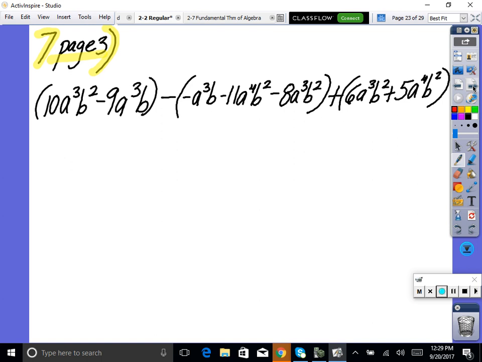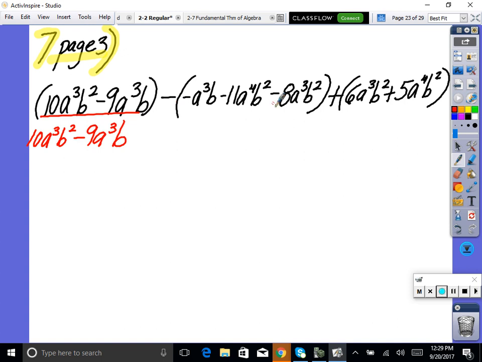Okay, so watch very carefully. We have all this stuff. Is there anything in front to make this changing? No, so I'm going to rewrite it. 10a cubed b squared minus 9a cubed b. We cannot combine them. They're not apples to apples. That's an apple, that's an orange. Okay. A cubed b squared. This is an a cubed b. Can't combine them. Yep.